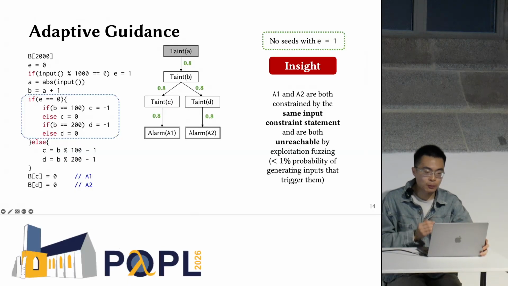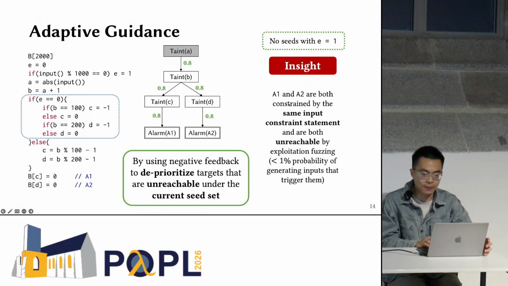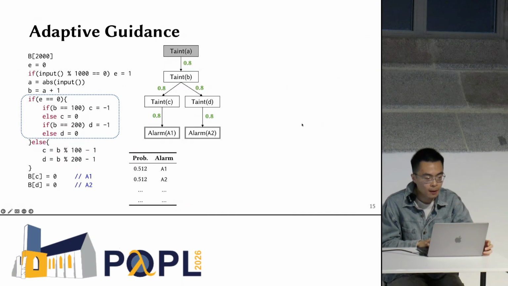That is, the probability of generating inputs that trigger them is below 1%. We use the negative feedback from exploitation fuzzing on A1 to deprioritize such targets that are unreachable under the current seeds. We will now show how our approach works.